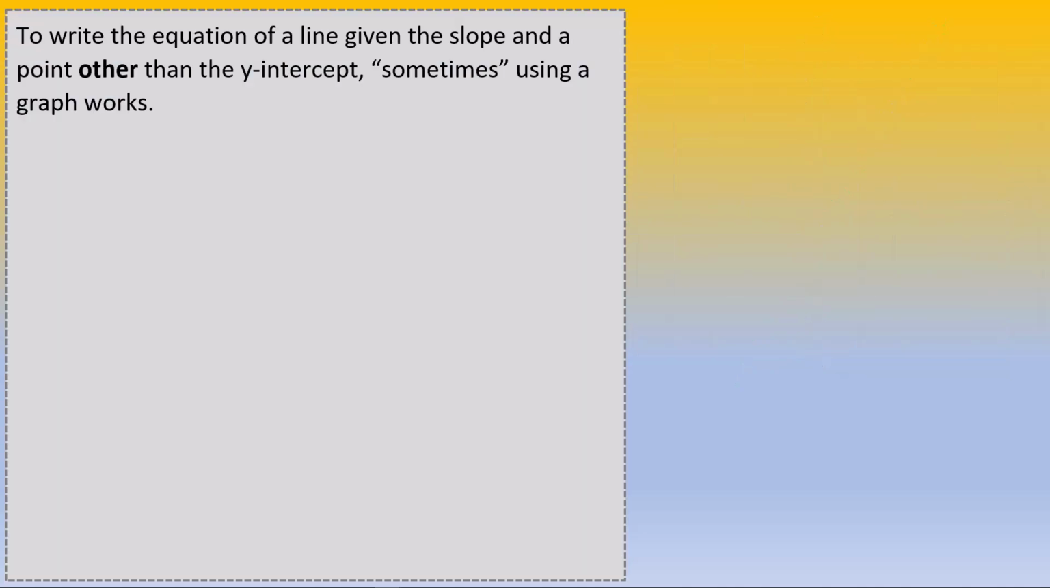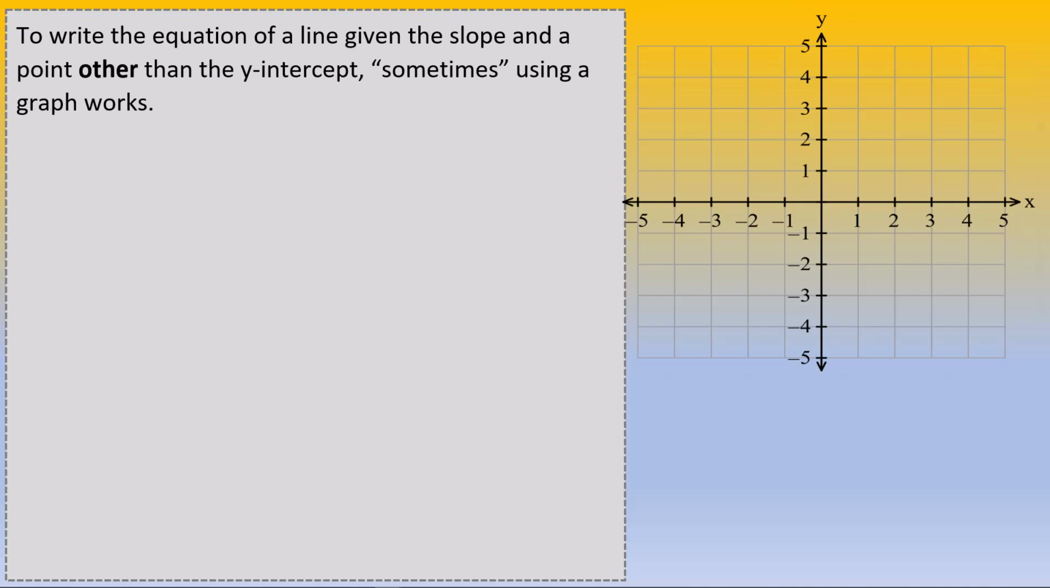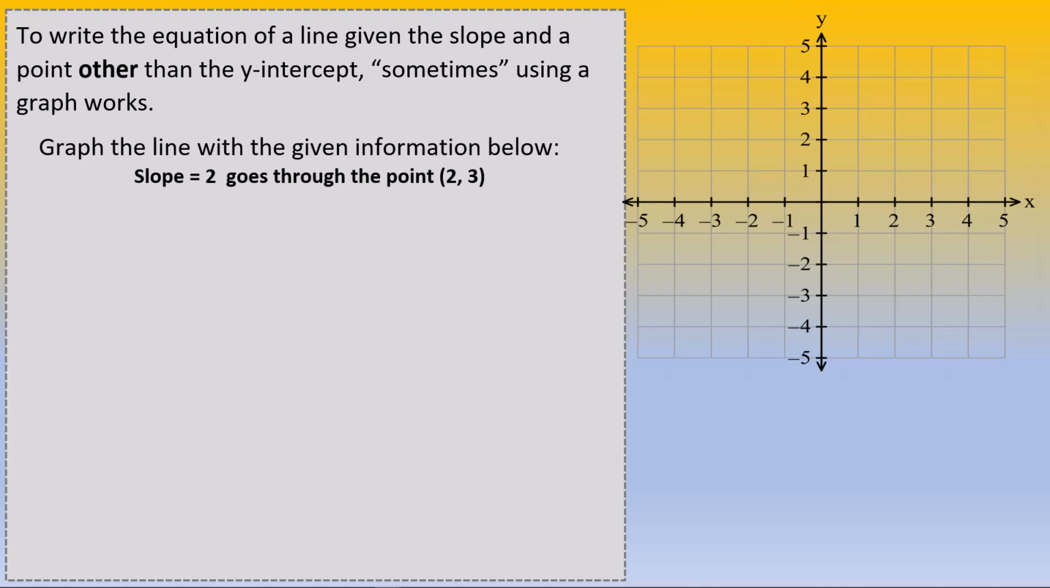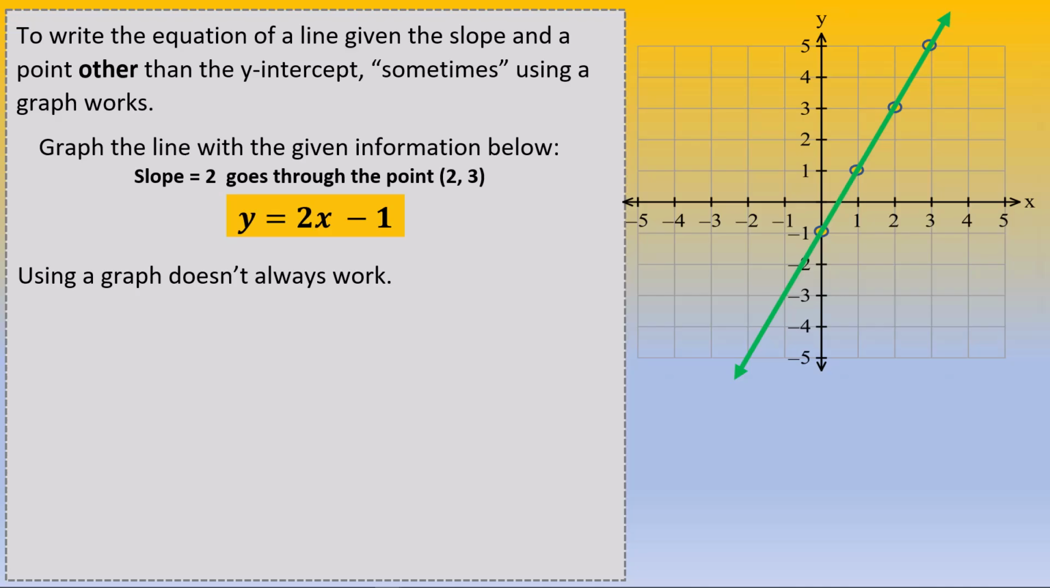To write the equation of a line given the slope and a point other than the y-intercept, sometimes using a graph works. Graph the line with the given information below. Slope equals 2, goes through the point 2, 3. Locate the point 2, 3, do a few rise-run steps working towards the y-axis, and eventually discovering the y-intercept, and then writing the equation. Using a graph doesn't always work.